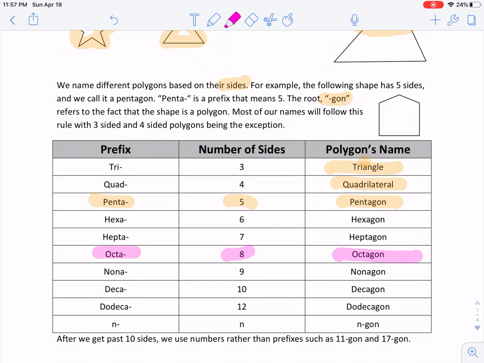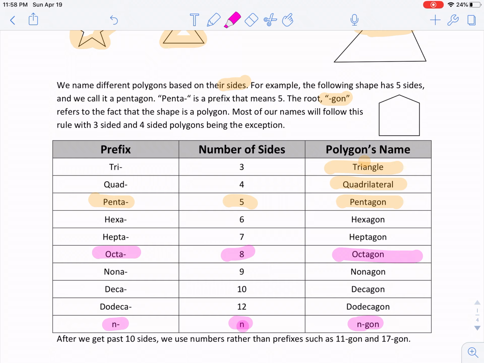Other than that, obviously we don't have those going further. We just use the number of sides. So if there's n sides, we call it an n-gon, meaning if there's 11 sides, rather than have a fancy name for that, I think there is one, but I'm not sure what it is off the top of my head, we can just call it an 11-gon. If we have 17 sides, we can call it a 17-gon. Has 98 sides, we have a 98-gon.